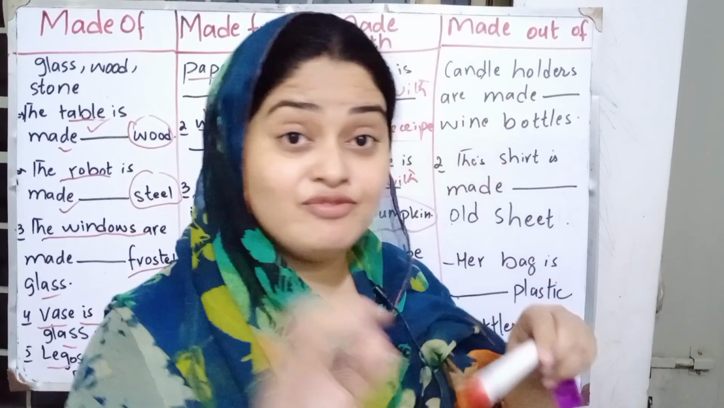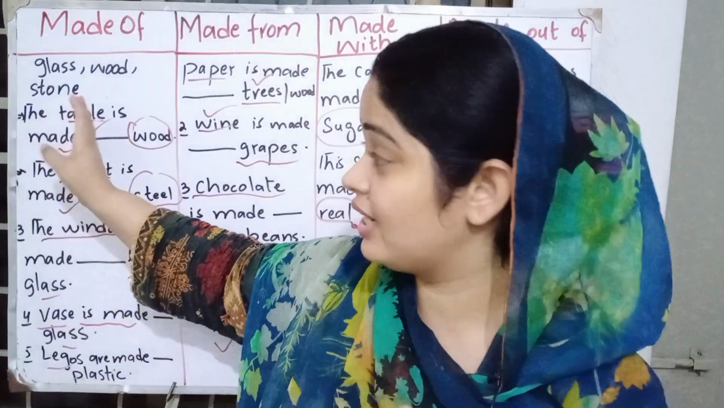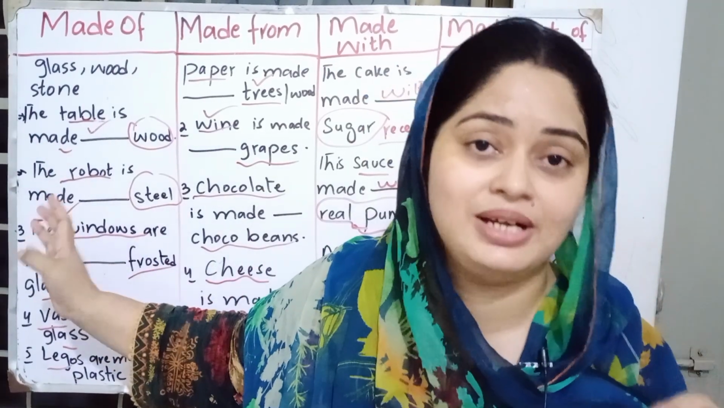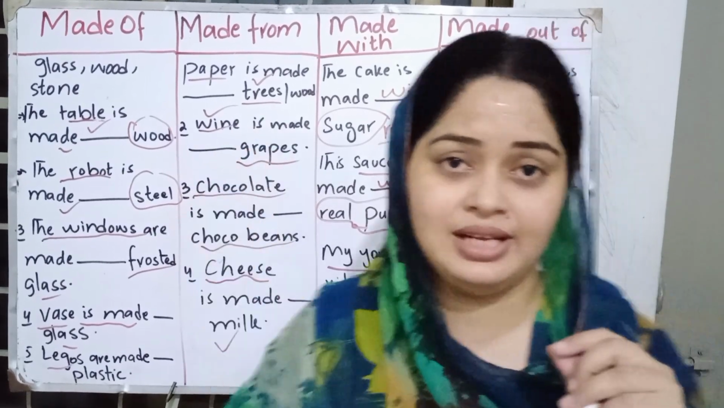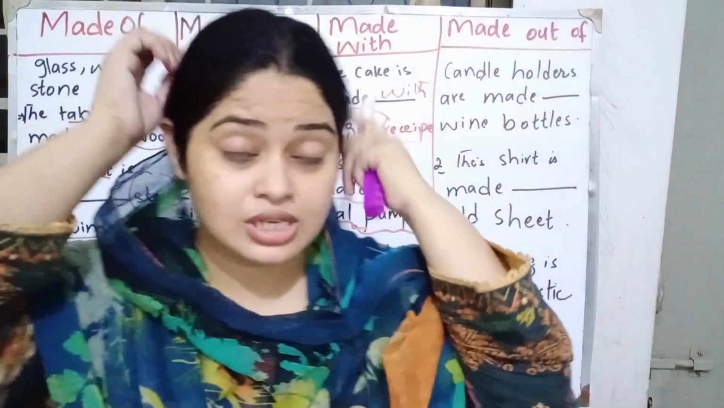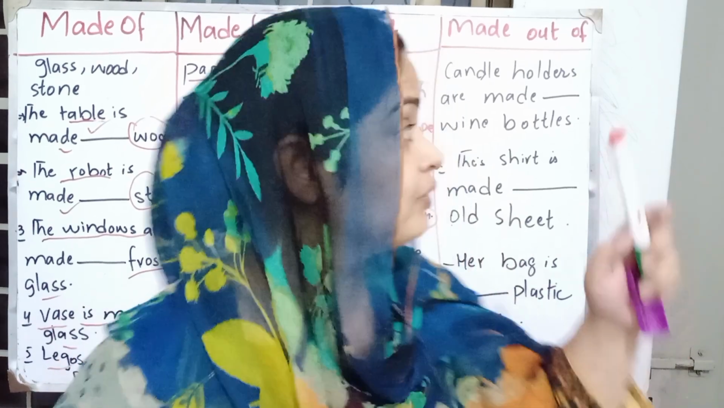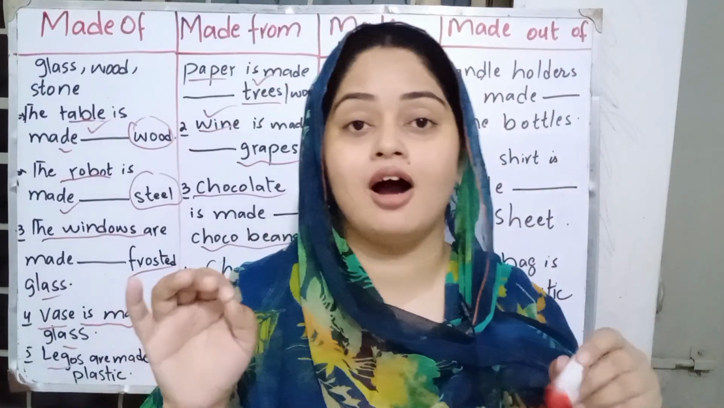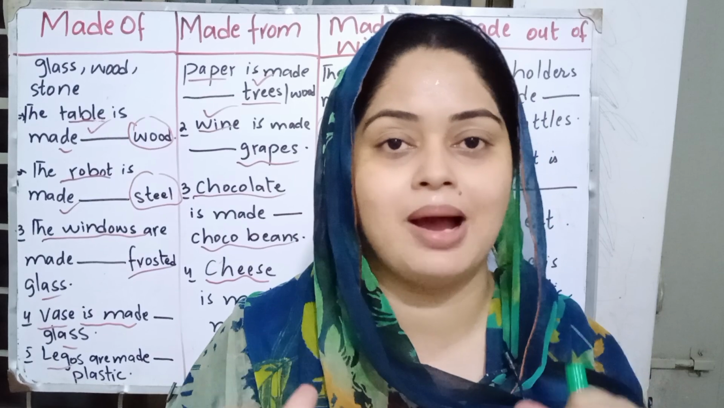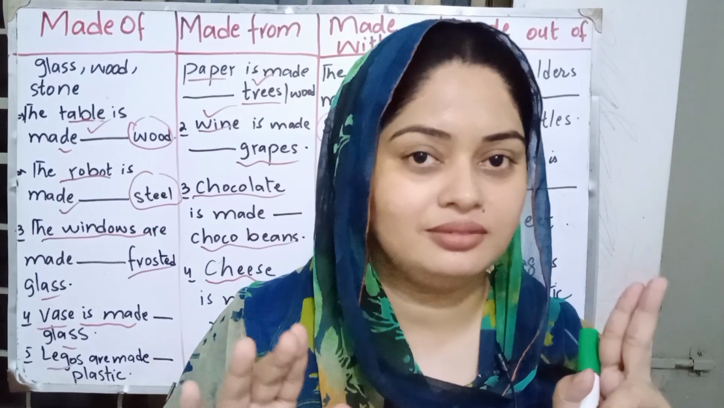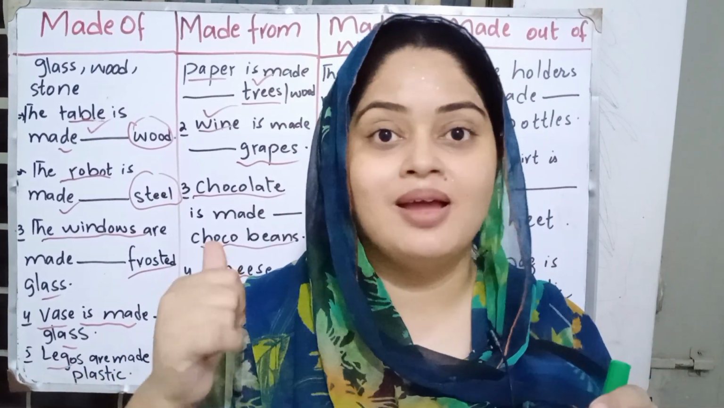Next important use, and a very tricky use, is made out of, the most complex. Here we cannot get back the original material, and we cannot recognize the original material. It wholly and solely focuses on describing the ingredients used in the recipe. The most complicated concept is described by me in the easiest, simplest way, and that is made out of.